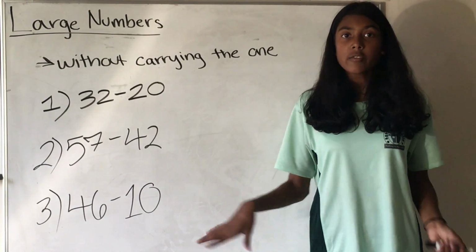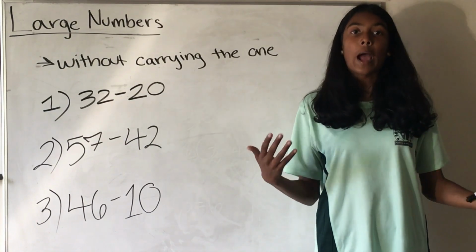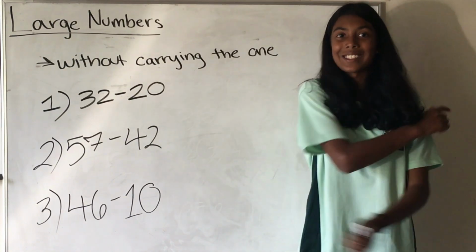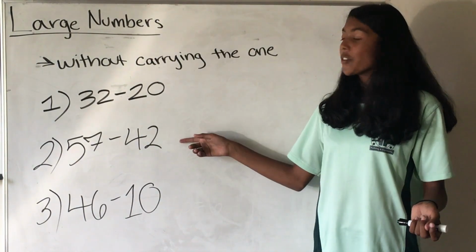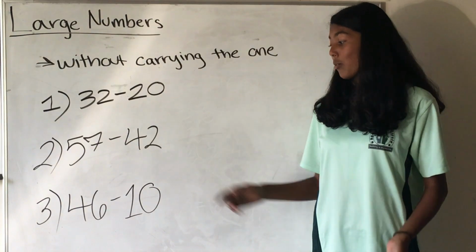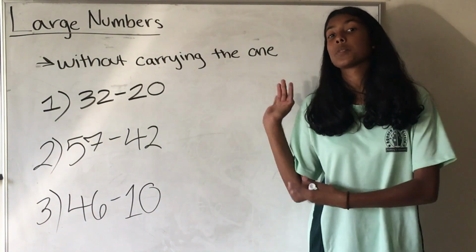I have some practice problems for you, and I want you guys to do them. You can pause the video if you need some time, and comment below your answers. Make sure you round just to make sure you got the right answer. So your problems are 32 minus 20, 57 minus 42, and 46 minus 10. Make sure you don't get intimidated by these big numbers.